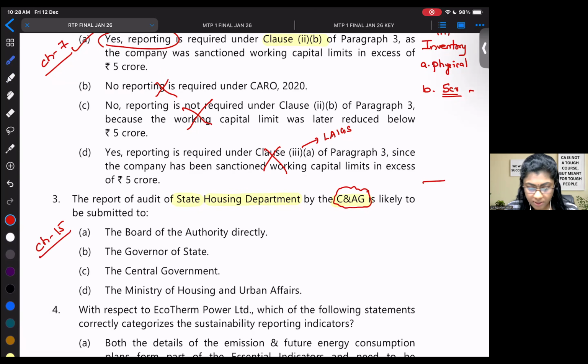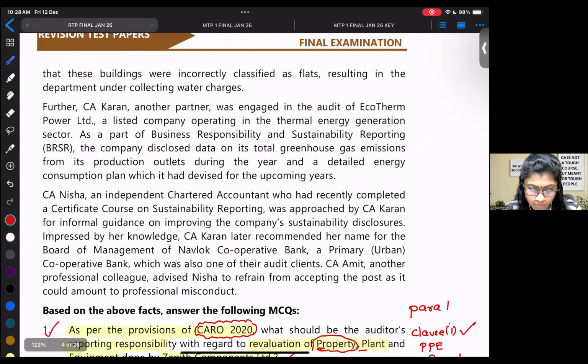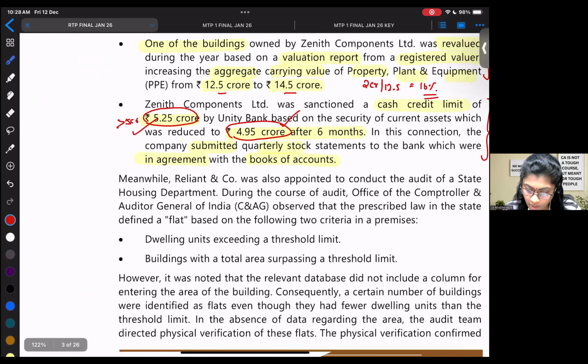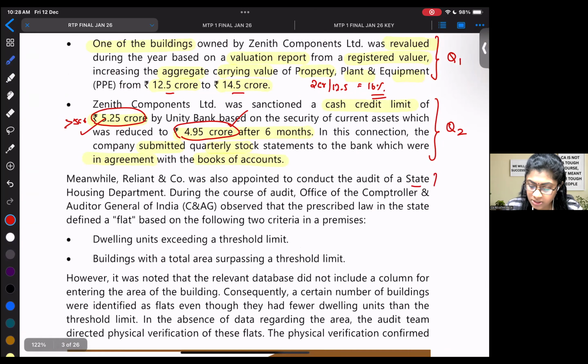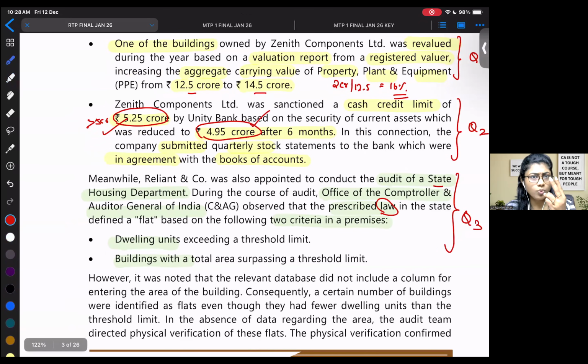Now, can we go back and read? Where is the question? Here, State Housing Department. So this is question 3. Can you read? Meanwhile, Reliant Co. was also appointed to conduct the audit of State Housing Department. During the course of audit, Office of C&AG observed that the prescribed law in the state defined a flat based on two criteria: dwelling units, building in total area surpassing the threshold limit. Let's revise PSU in 1 minute.